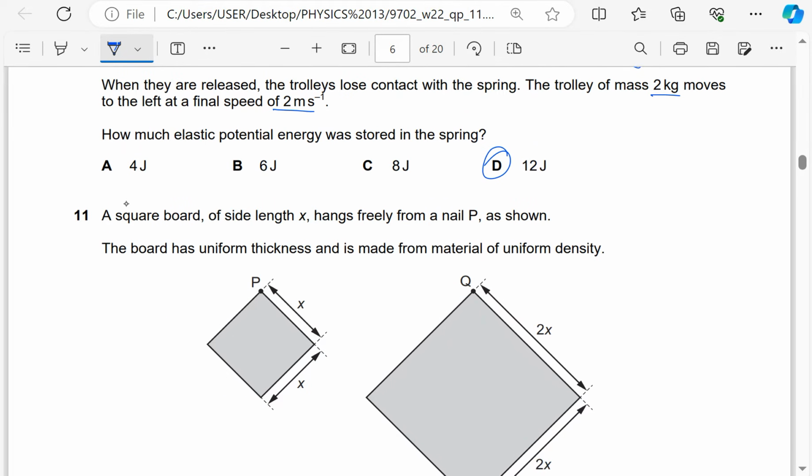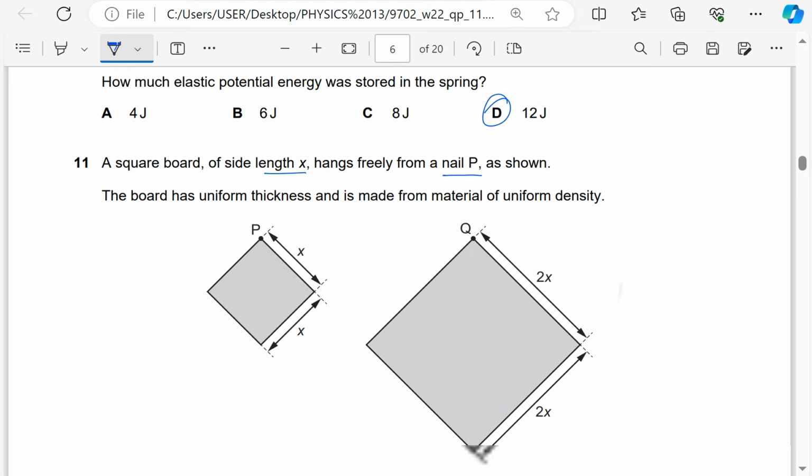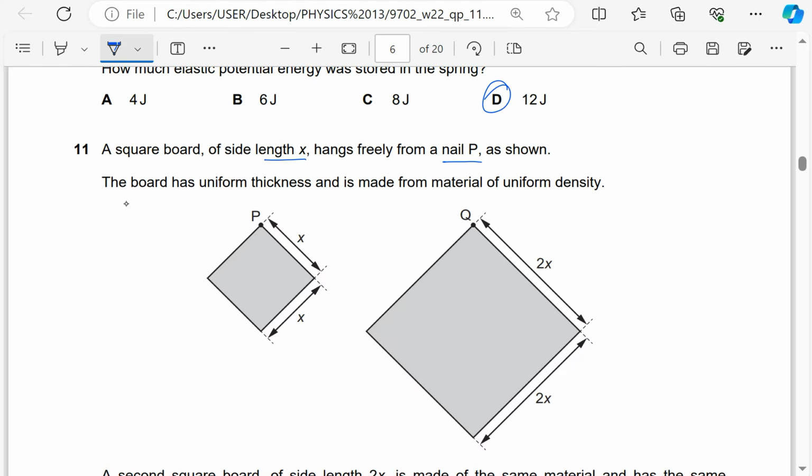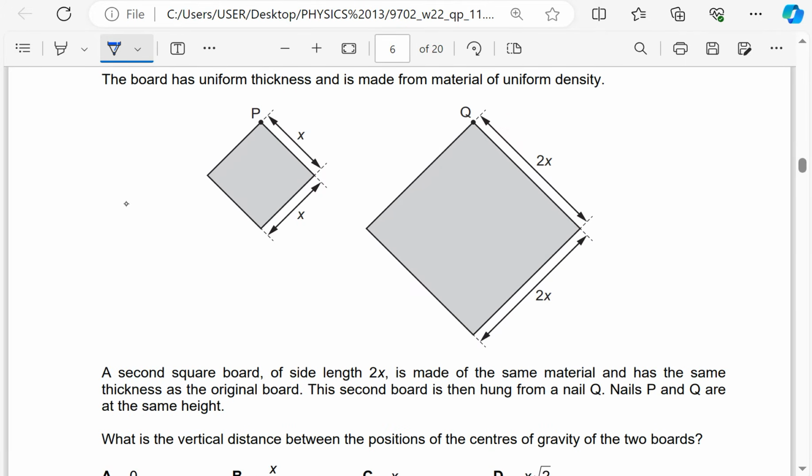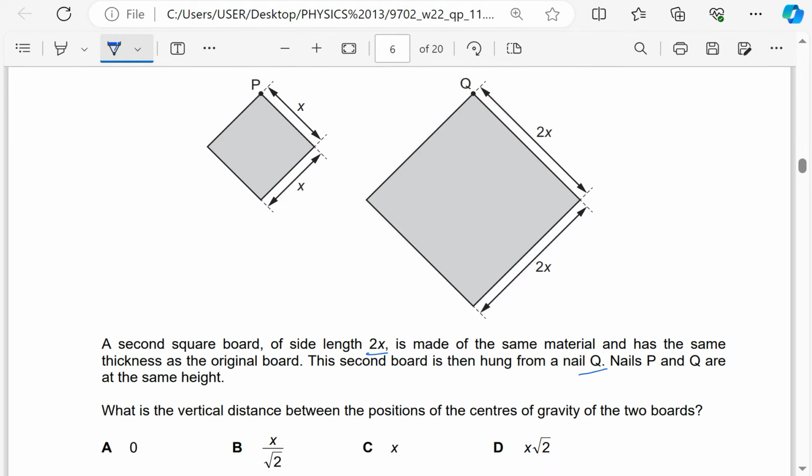A square board of side length x hangs freely from a nail P as shown. The board has uniform thickness and is made from material of uniform density. A second square board of side length 2x is made of the same material and has the same thickness as the original board. The second board is then hung from a nail Q. Nails P and Q are at the same height. What is the vertical distance between the positions of the centers of gravity of the two boards?